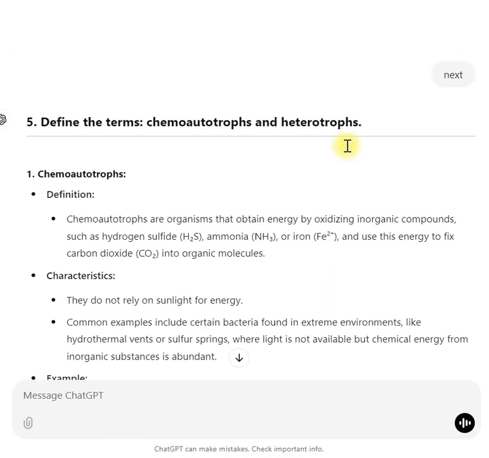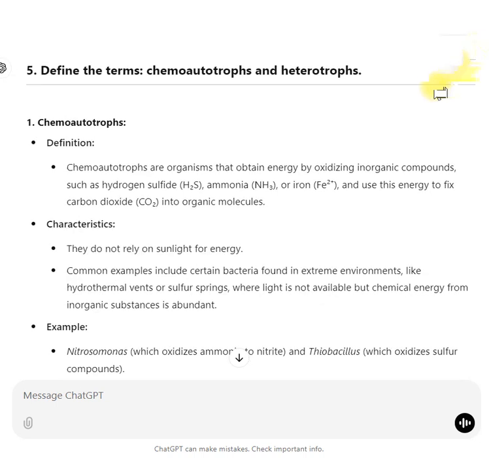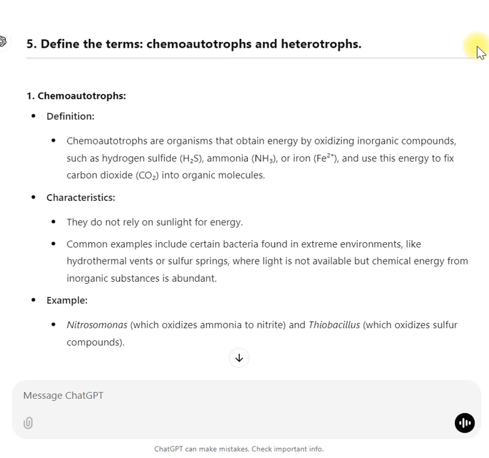Task 5. Define the terms: chemoautotrophs and heterotrophs. 1. Chemoautotrophs. Definition: Chemoautotrophs are organisms that obtain energy by oxidizing inorganic compounds, such as hydrogen sulfide, H2S, ammonia, NH3, or iron, Fe2+, and use this energy to fix carbon dioxide, CO2, into organic molecules.